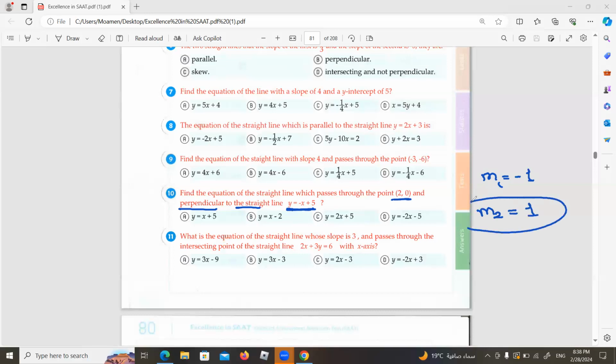Will be 1. Mister, how did you get it? For two perpendicular lines, you must change the sign and flip. I change the sign and flip. Here, flipping means the same. So it will be 1.